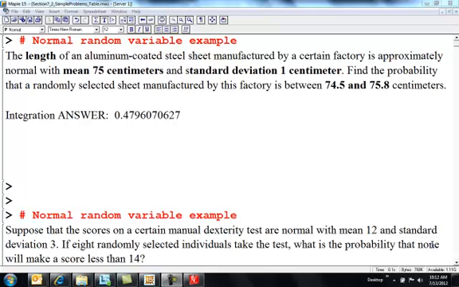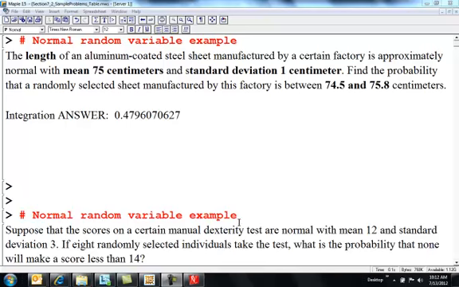I am going to do a video on the normal random variable. It's the same worksheet I used for the normal random variable when I did integration, but this time I want to show you how to use the normal table to compute these probabilities. So exactly the same problems.